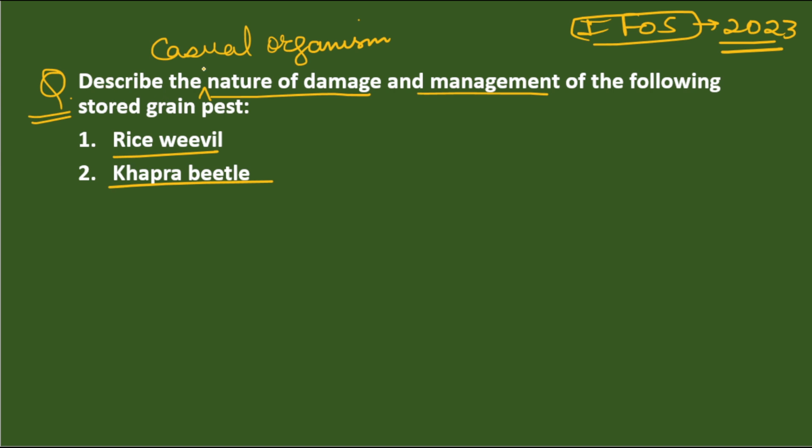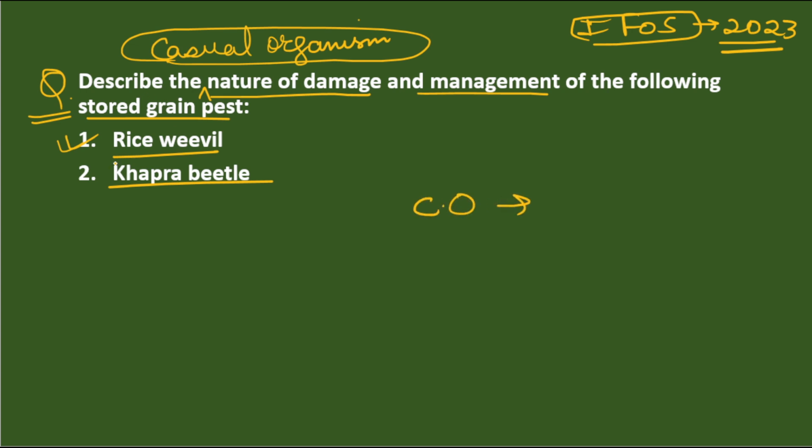So you will be wondering why I have removed this casual organism from here. First of all, this is a stored grain pest, this is not a disease. So जो भी damage होगा, the amount of damage will be done by rice weevil only. Here the amount of damage will be done by khapra beetle only. So here the casual organisms are nothing but rice weevil and khapra beetle only.